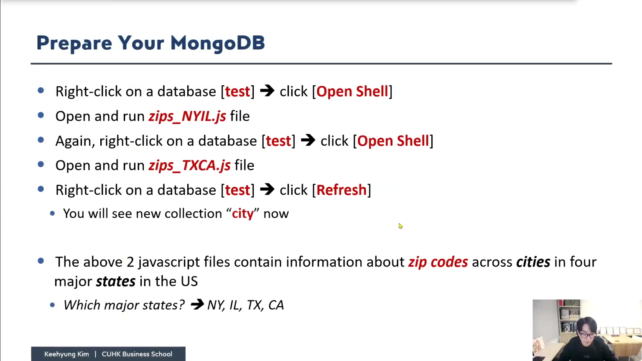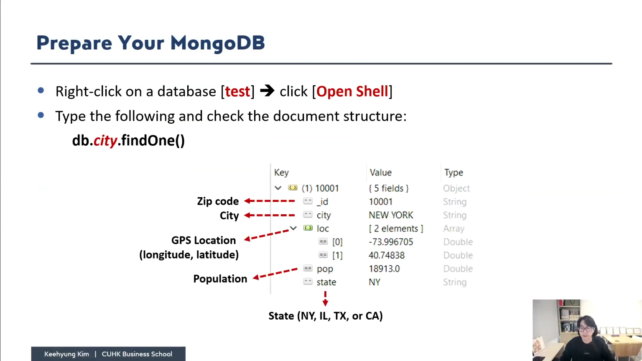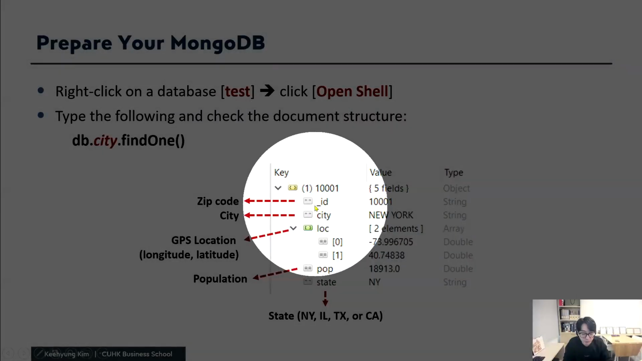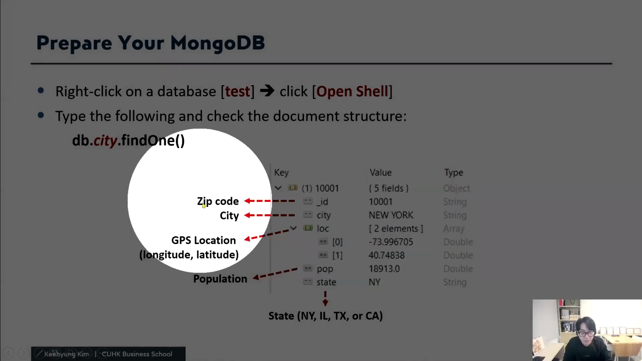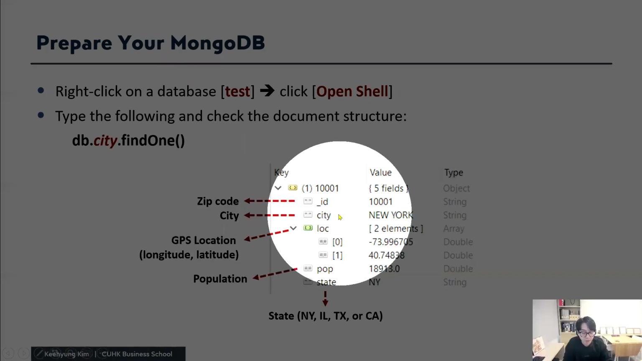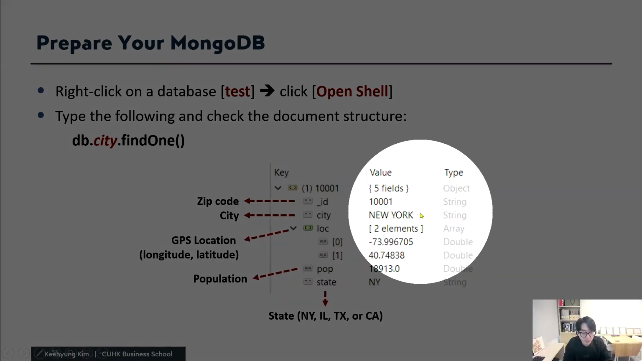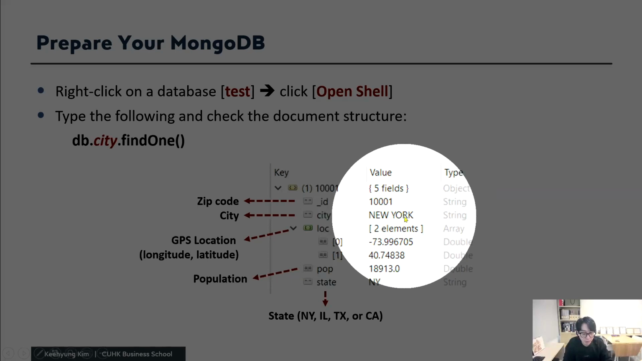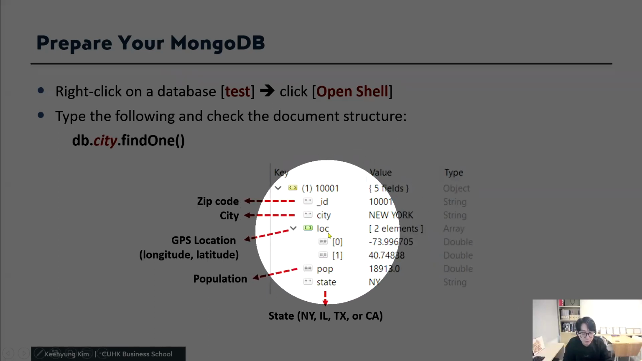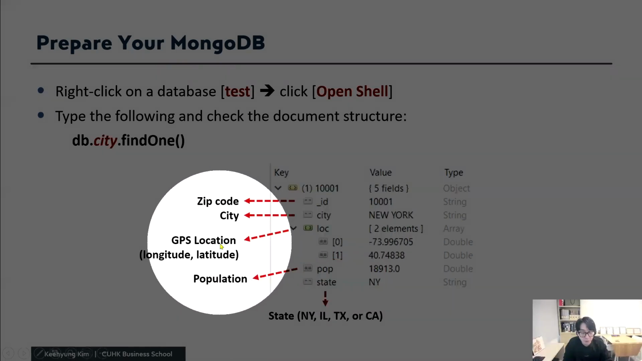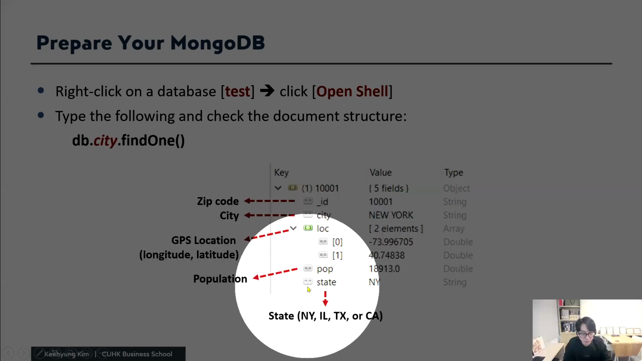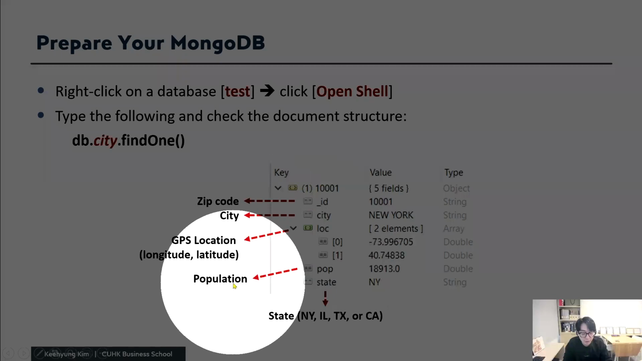Once you do this, you can now check the structure of the document stored in the collection. Each document contains this information. There's an ID field, which contains a 5-digit number. Basically, it refers to a zip code in the US. The second field is a city, which contains the name of the city where this zip code belongs, New York City. The location information is a combination of two elements. This location data is for the GPS location, the longitude and latitude information. And there's a POP field, which contains population information.